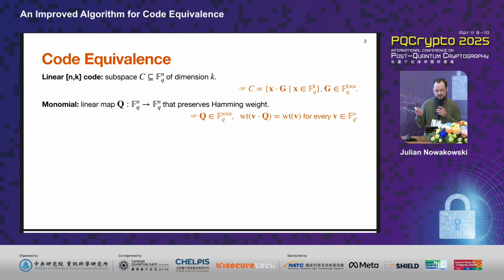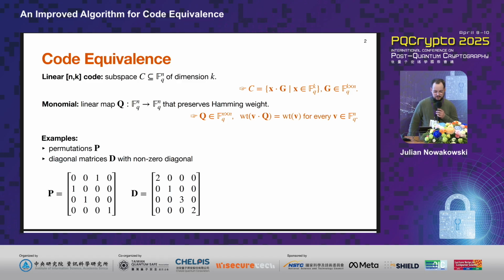If I take any vector v from F_q^n and apply Q to it, then I want the Hamming weight of the resulting vector v times Q to be the same as the Hamming weight of v. Or stated differently, the number of non-zero coordinates in v times Q should be the same as the number of non-zero coordinates in v.